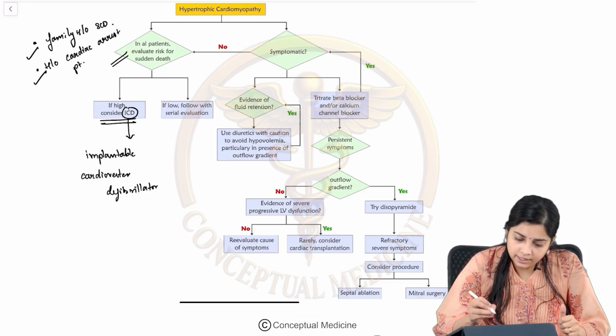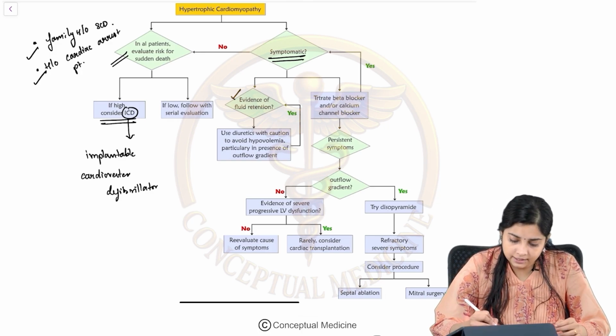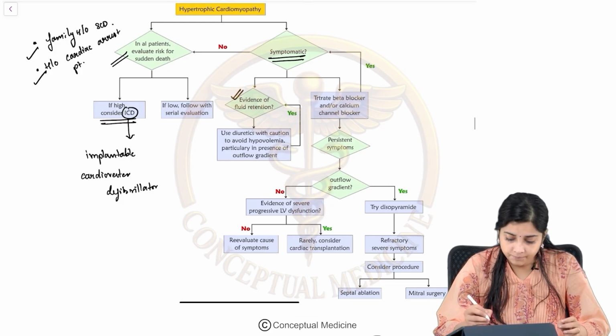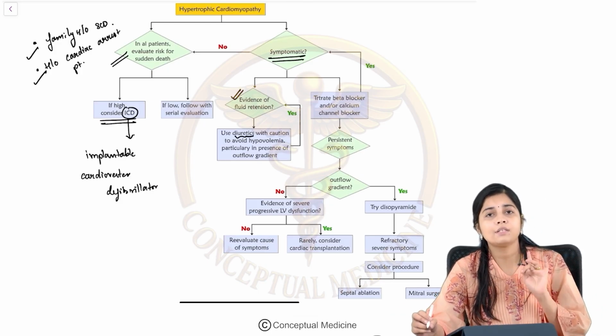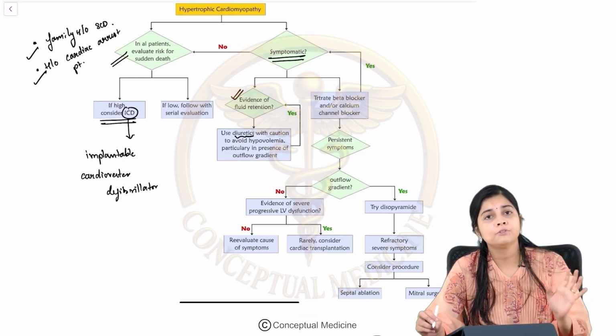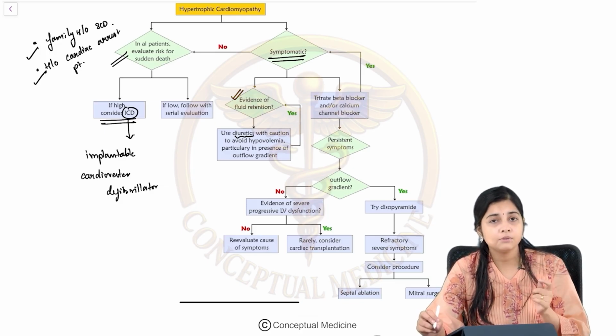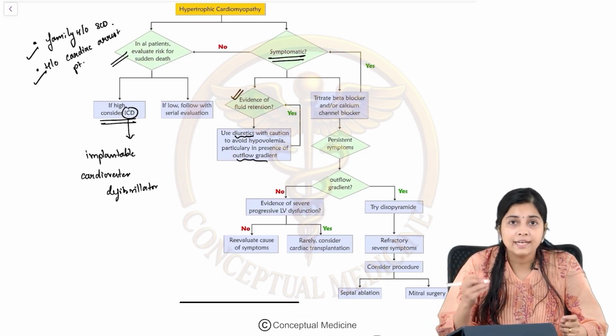Okay. Now, then you see if the patient is symptomatic, right? If the patient is symptomatic and there is evidence of fluid retention, then you can use diuretics, right? But you have to use diuretics with caution because we have already seen that if you decrease the preload with diuretics, the obstruction can increase. So you have to use diuretics with caution, particularly when the gradient is high.